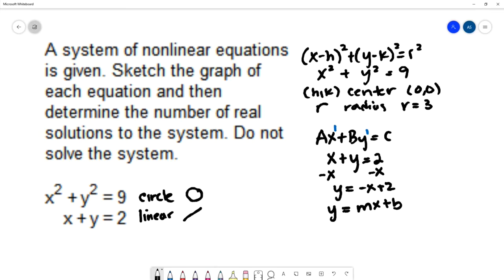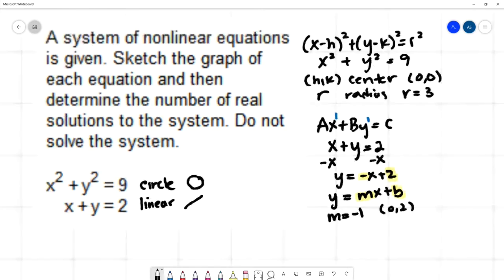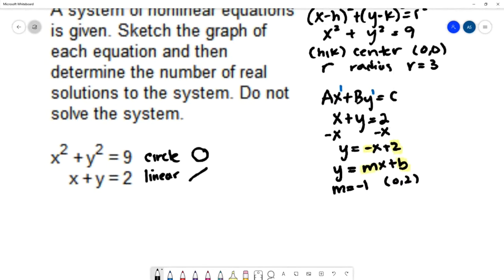And now that it's in slope-intercept form, I can identify the slope as the coefficient of the x. The slope of the line is how much the line is tilted. And I can identify the y-intercept, and the y-intercept is 2. So the ordered pair (0, 2) will be on the graph. So with this information, I'm going to draw the graph.